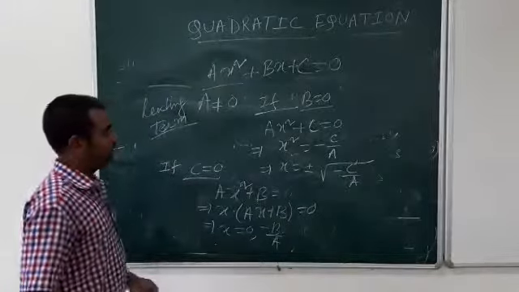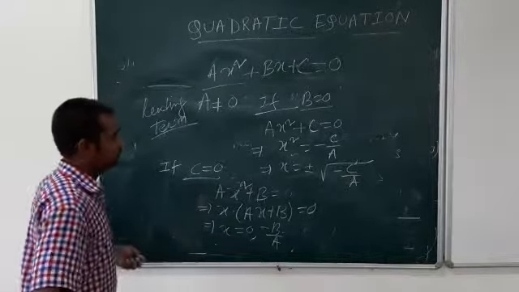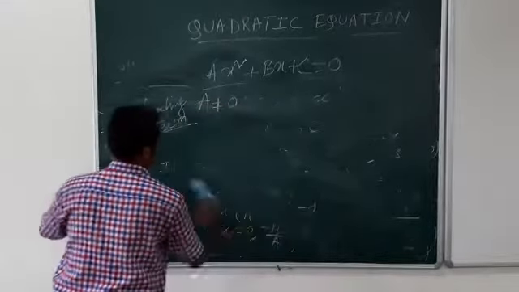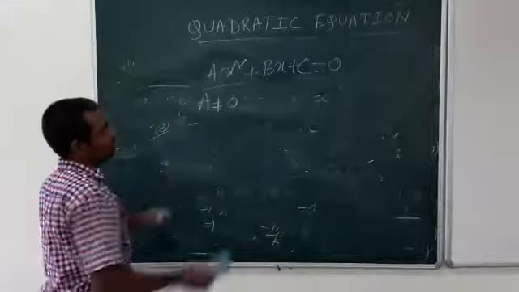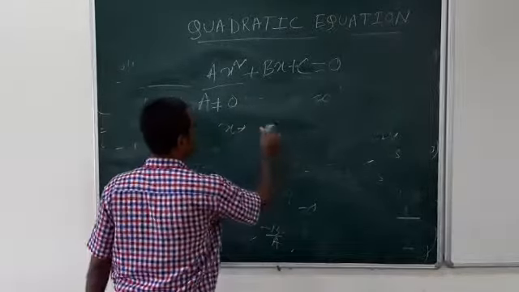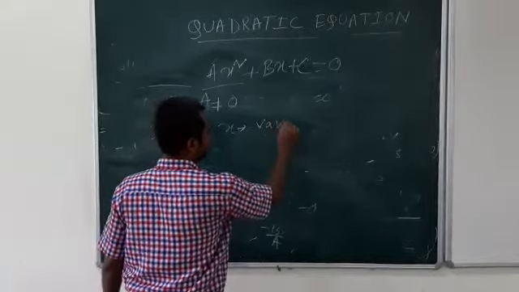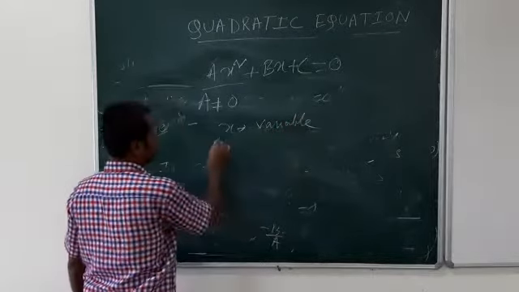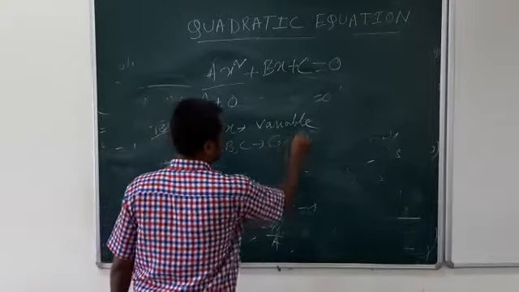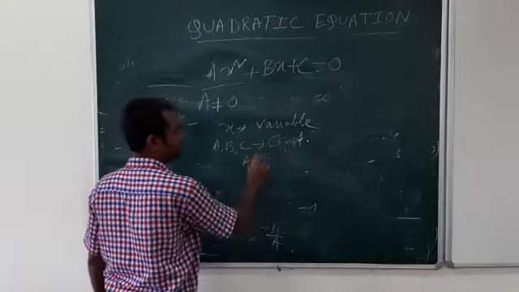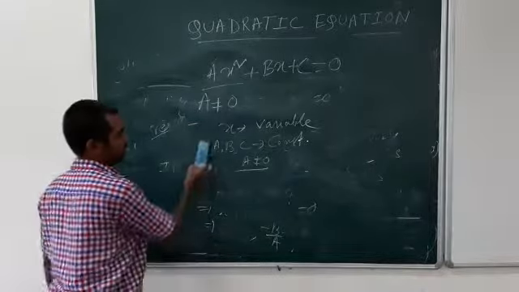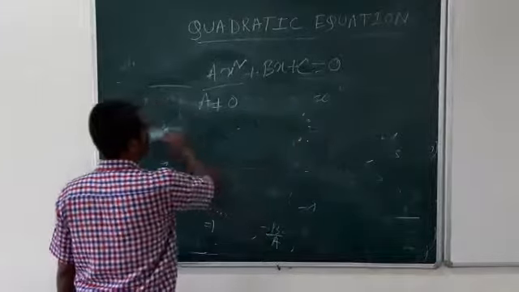Okay. So here it is called a quadratic equation. x is the unknown variable, and a, b, c are constants, where a is not equal to 0. Okay. This is the basic part of the quadratic equation.